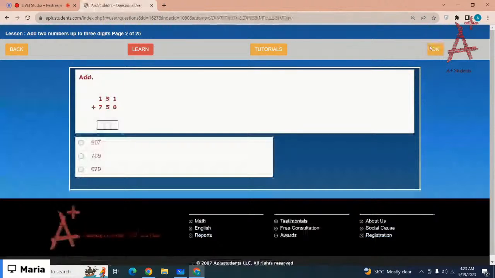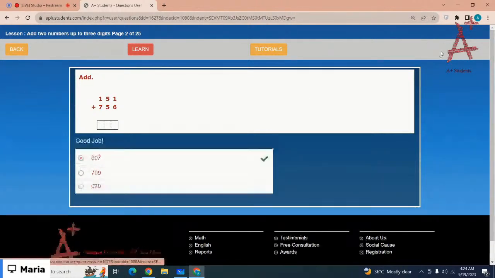Okay, add 151 plus 756. How do you add? Which is the correct option? Very good. When you add, it makes 907. Option number one is the correct option. Please, you can first solve and then do not write the answer right away. Think and then answer, right?